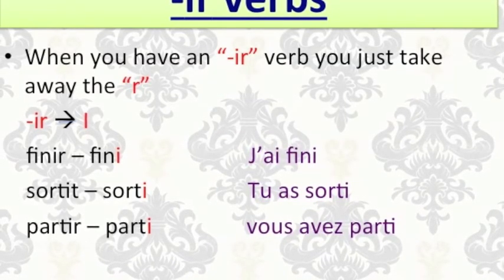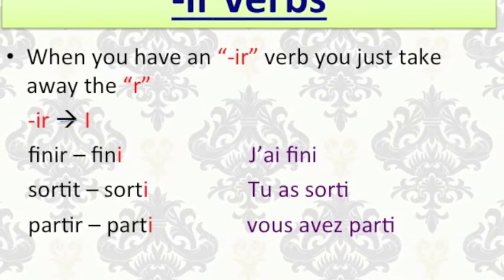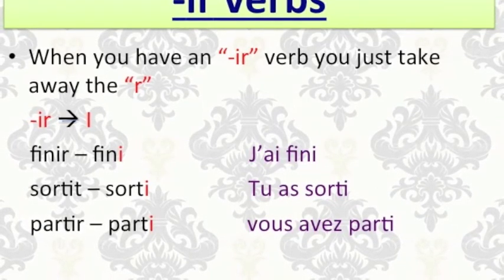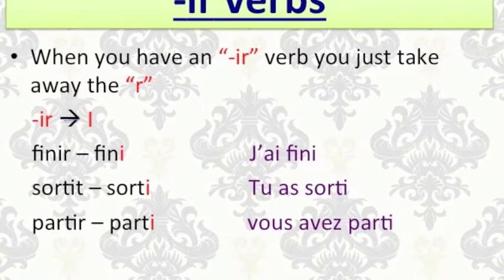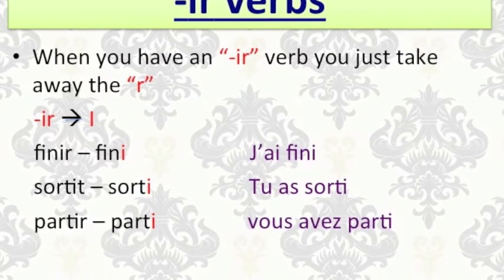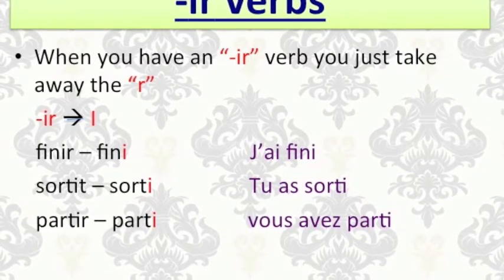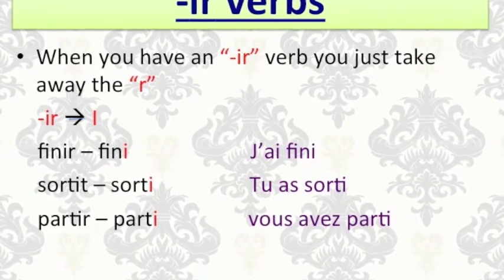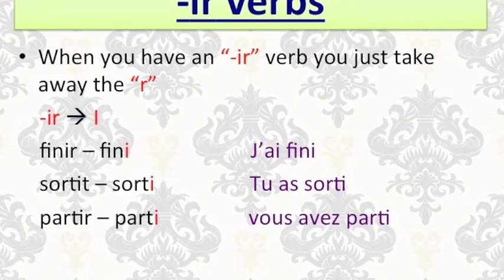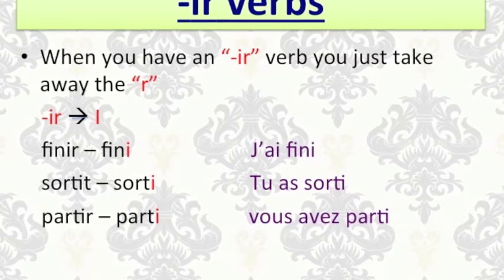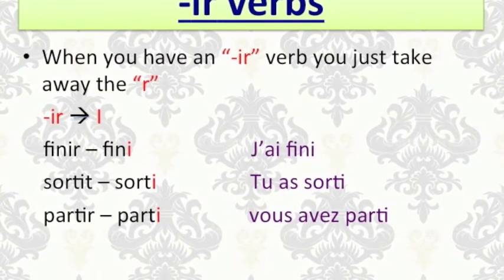Then we have the IR verbs. When you have an IR verb, you just take away the R at the end of the verb, and so you just have the I. So when you have IR, it becomes an I. Like finir becomes fini, sortir, sorti, partir, parti. So that you have j'ai fini, tu as sorti, or vous avez parti.